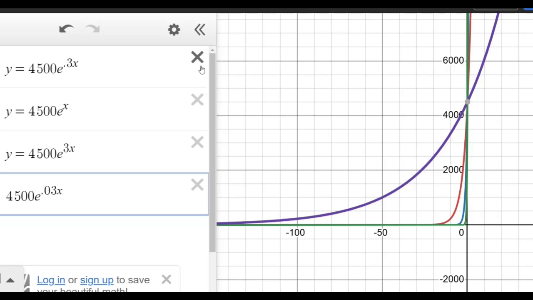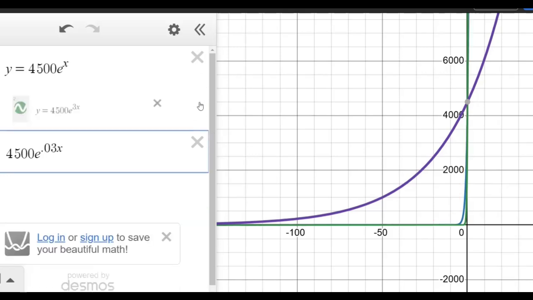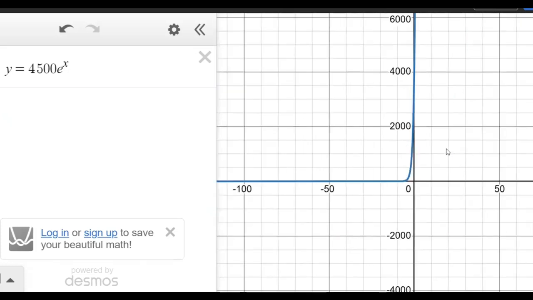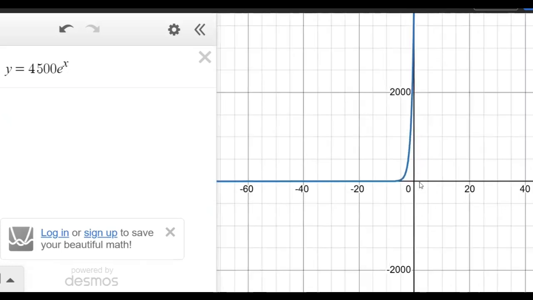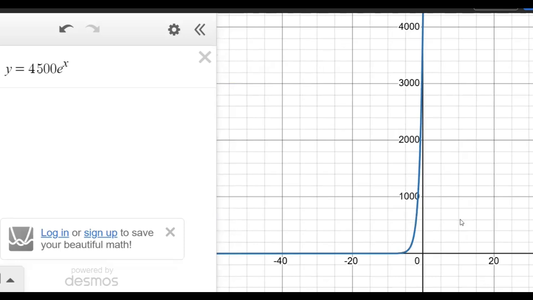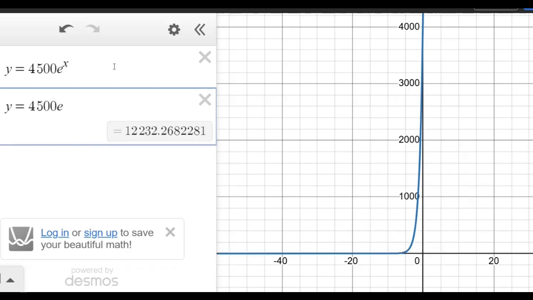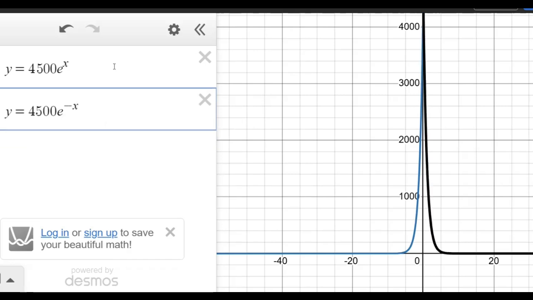Okay, I'm going to go ahead and get rid of these three, and we'll just keep our 4,500 e to the x. I'm going to scroll back in a little bit so we can see that function more clearly. Let's take a look at a different switch. What do you think I'm going to do? 4,500 e, we didn't do something last time. We didn't try any negative exponents. So I'm going to go ahead and put in negative x.